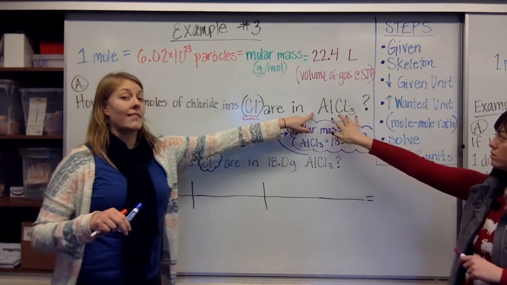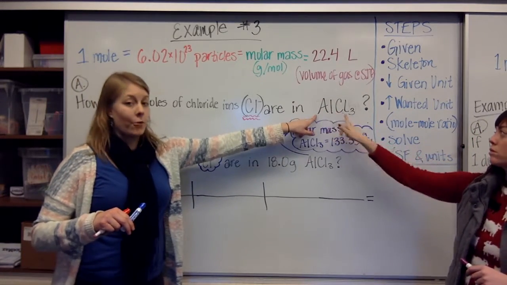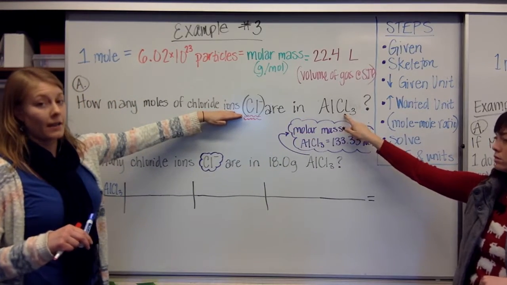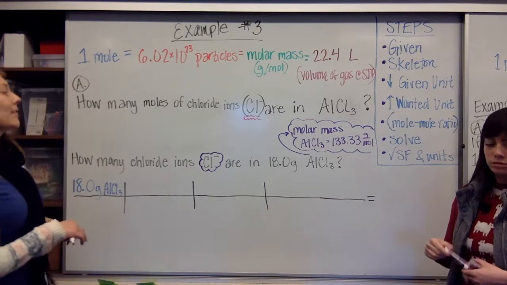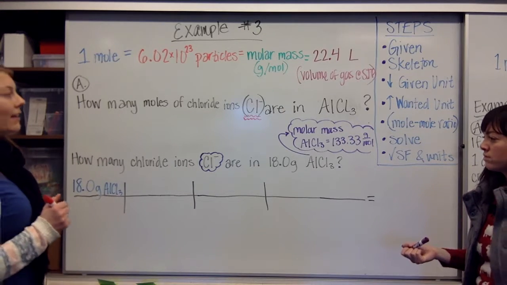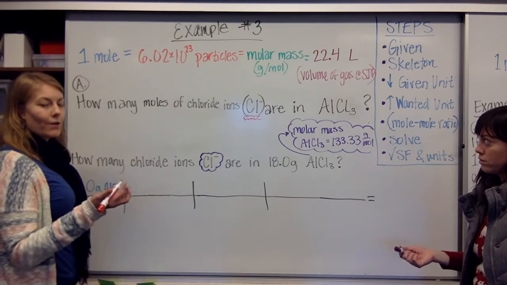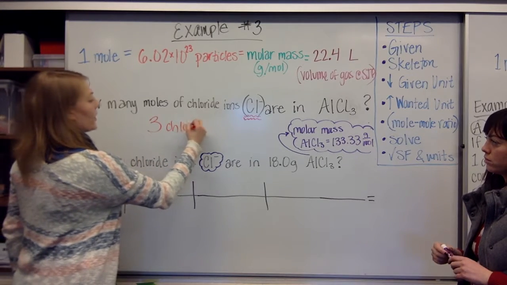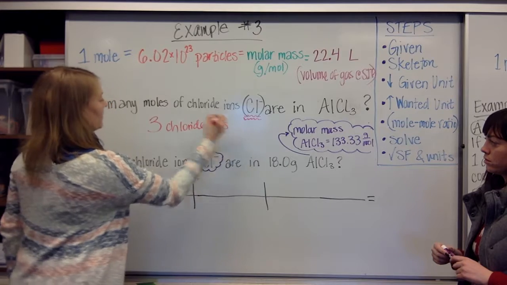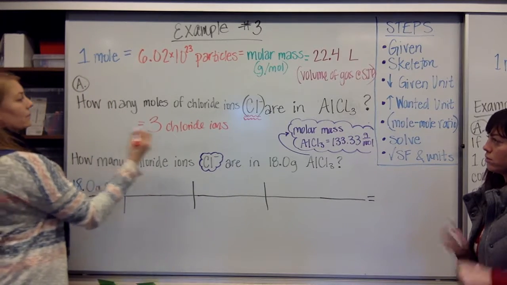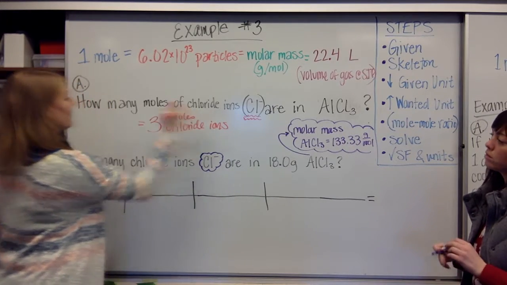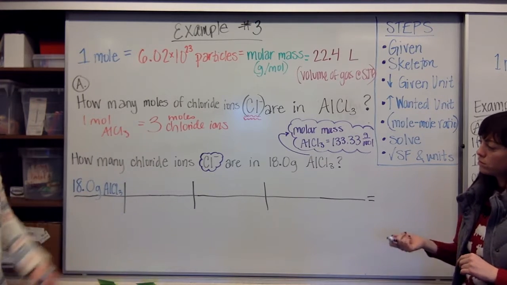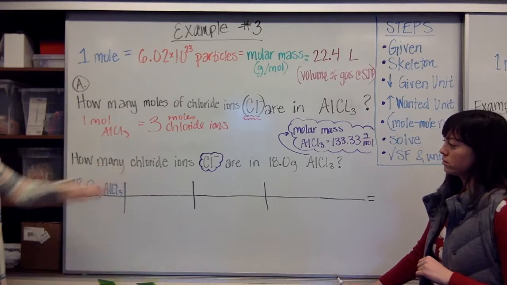Because AlCl3 is an ionic compound, this is a formula unit. So instead of dealing in atoms, we're dealing in ions because it's made of ions. Okay? How many chloride ions are in AlCl3? Hopefully you come up with 3 chloride ions. 3 moles of chloride ions is equal to 1 mole of AlCl3. All right? Now we're going to use that when we come down here.